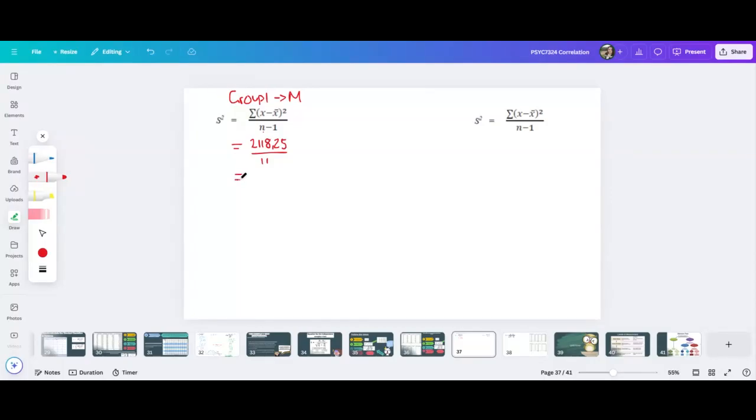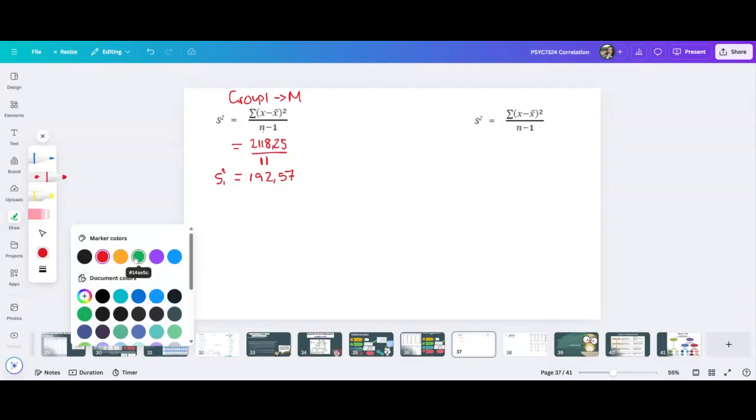Okay, so if anyone recalls, what was this value? 2118.25 divided by 11? Yes, 192.57. Okay, so that is the variance S squared for group 1.